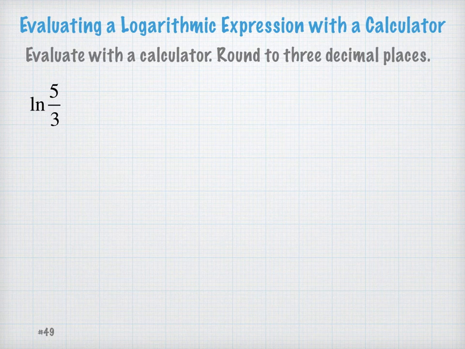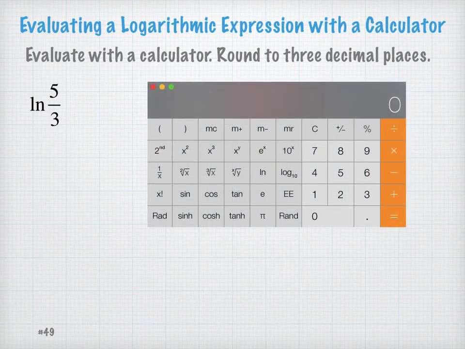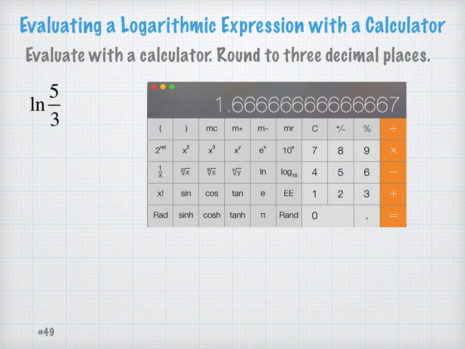Natural log of 5/3. Directions say round to 3 decimal places. So here's our basic calculator, and it depends on what calculator you have. On the one that I have, I type in the fraction first. So I'm going to use the left parenthesis button, then 5 divided by 3, right parenthesis, equals. And then I'm going to get some decimal.